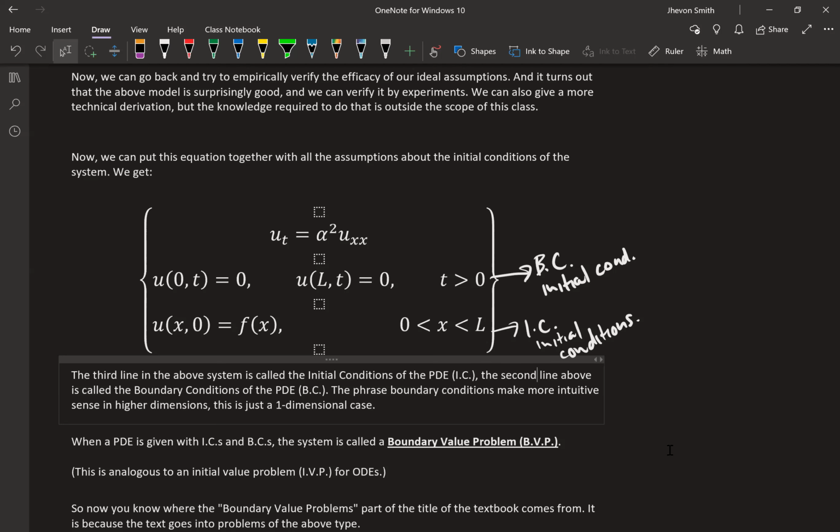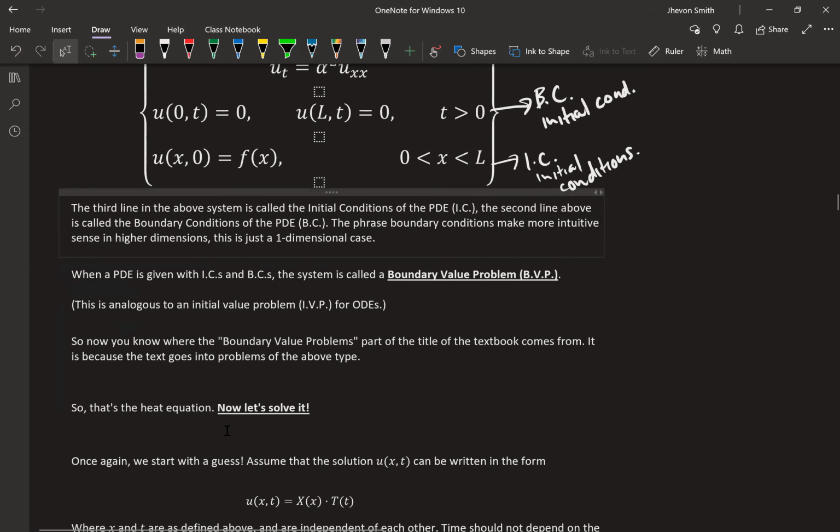And for higher dimensions, your boundary doesn't have to be just coordinates or endpoints. They can be a curve, right? Or they can be literally a 2D surface or a 3D surface. Your boundary conditions can work in higher dimensions, but we're looking at the one-dimensional case here. So your boundary is actually a zero-dimensional object. It's just a point. At the point (0, t), this is the condition, and at the point (L, t), this is the condition. So this is called a boundary value problem, right?